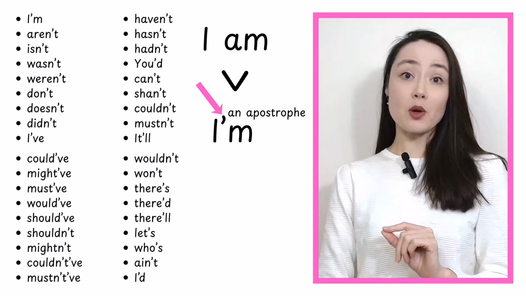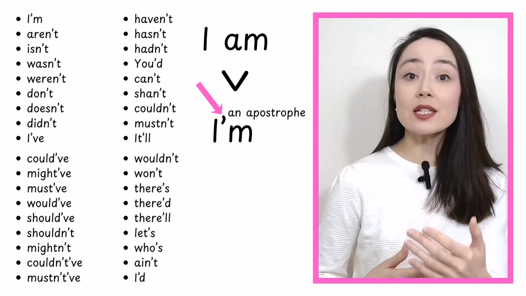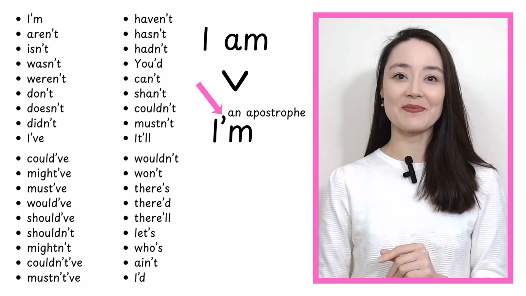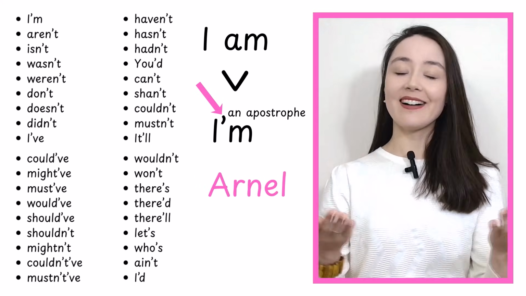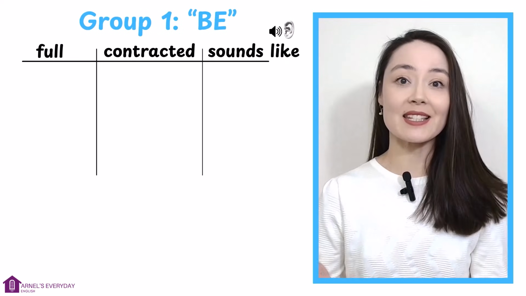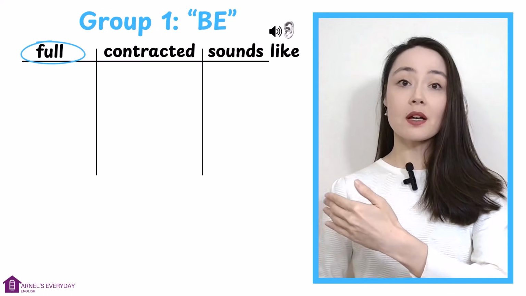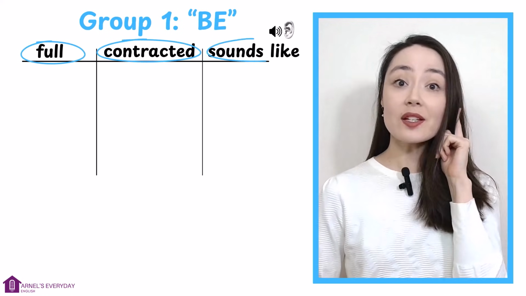I'll start with the most basic contractions, and this lesson will become increasingly more challenging. My name's Arnell. Let's start. Group number 1. There are 7 groups in today's lesson. Be contractions. I have the full form, contracted form, and the sound.